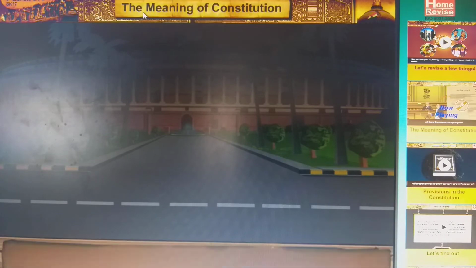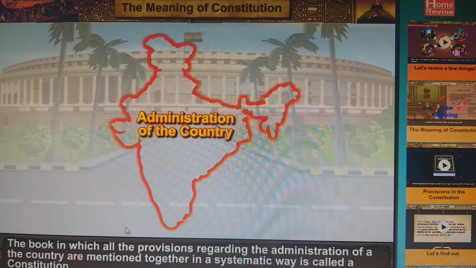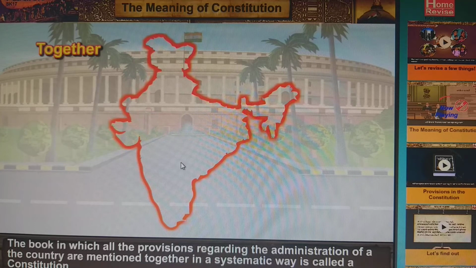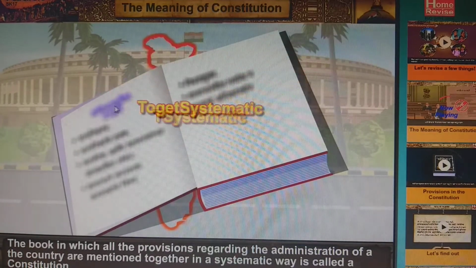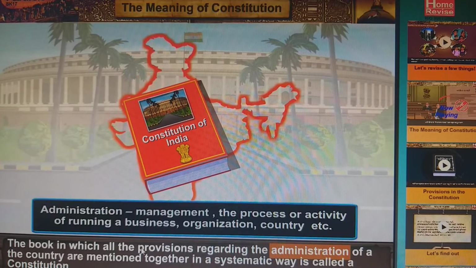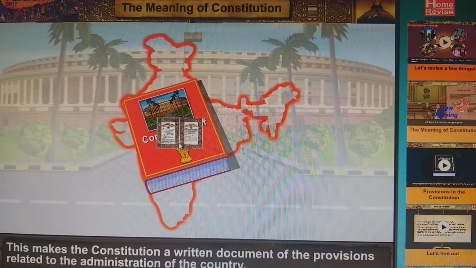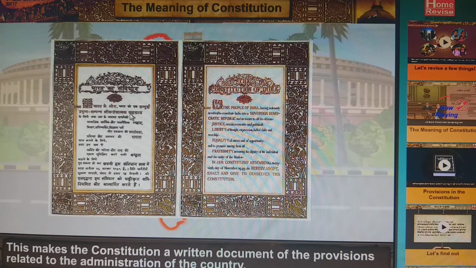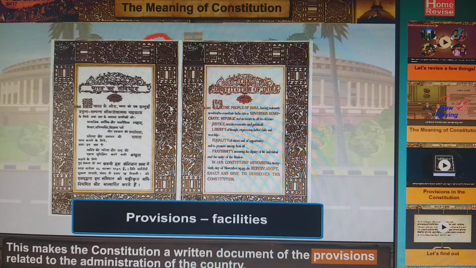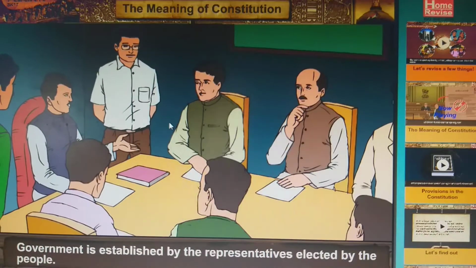So starting, we go with the meaning of the constitution. This is our country. The looking after our country, or the administration of our country, is done in a systematic way, and all these laws are mentioned in a book, and that is known as a constitution. You can see this book. This is the Constitution of India. This is a written document. These 2 pages you may find in the first page of your textbook. It's a written document on how you are going to run your country.